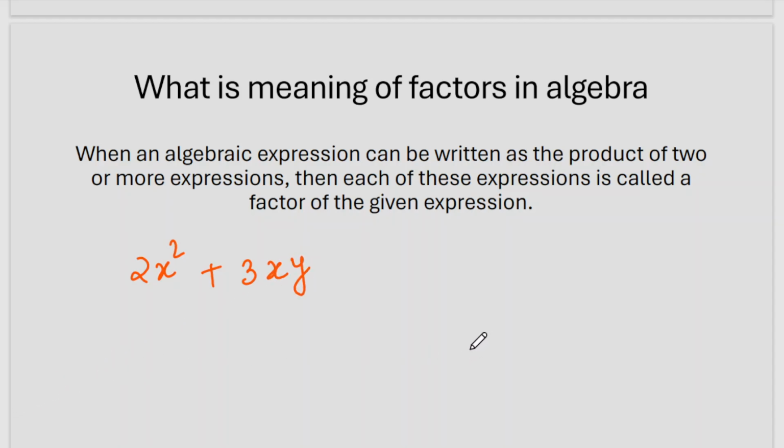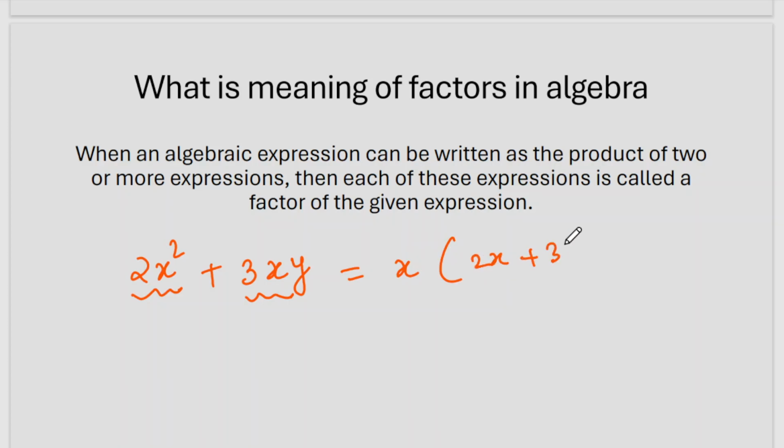Now, you can see this is an algebraic expression, right? Now we are going to find the factors of this algebraic expression. How can we see? You must get some common term here. From here, in both the terms, x is common. So x, and you will get what?